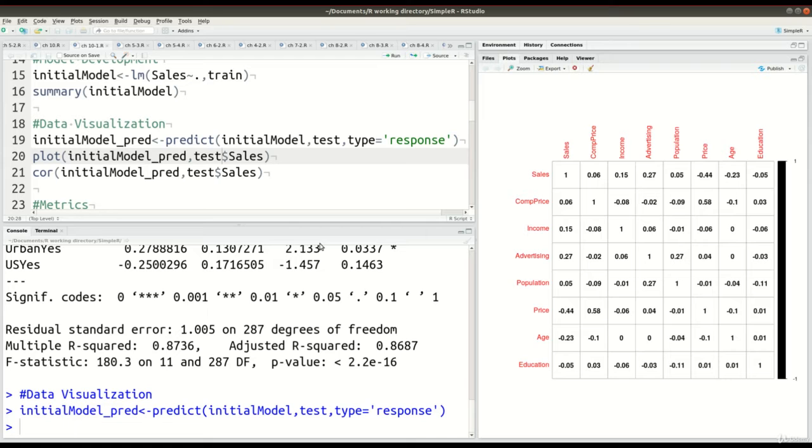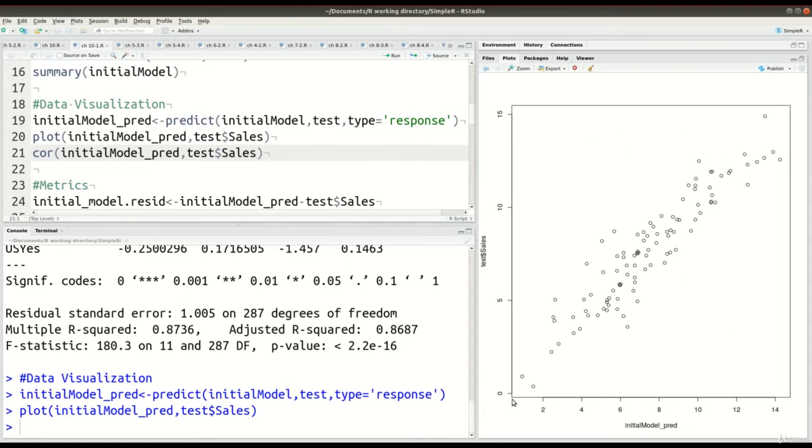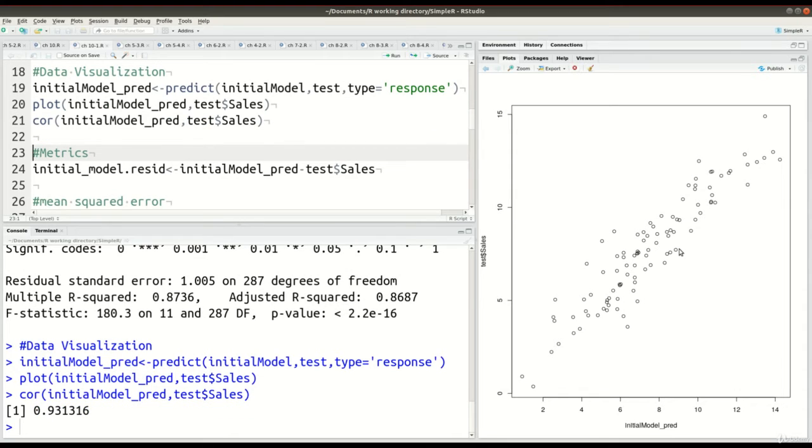So we press Control Enter there, and you can see that's a pretty nice straight little line there, nice and clean, not bad. Again, when your R is 0.87, you get those sort of things. Now we can also consider the correlation between these, and you can see the correlation is 0.93. That's almost perfect. A very strong positive relationship between the predicted values and the actual values. Very, very beautiful.